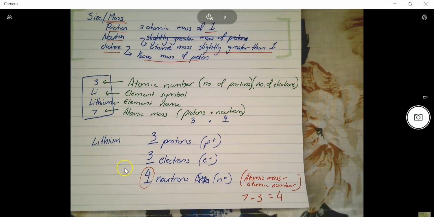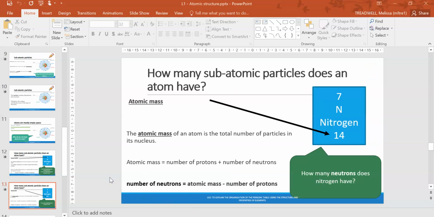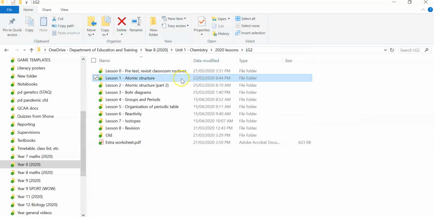Okay, so that is reading the periodic table. We just go back to lesson 1. I think we've covered everything, which is great. It's really good for you to go and practice that step with a couple of other atoms from the periodic table.